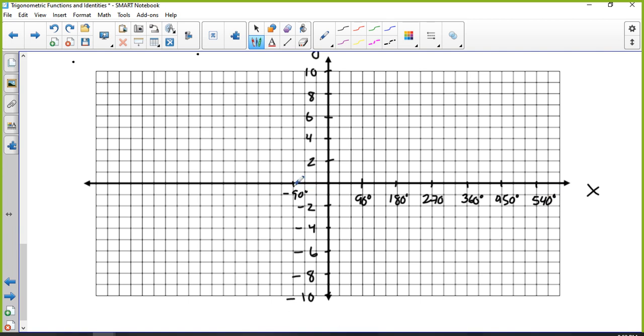I'll do the same thing here. So -90, -180, -270, -360. And I'll keep going. -450, and then -540.